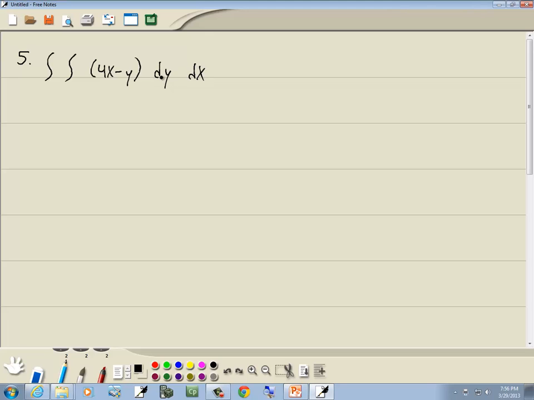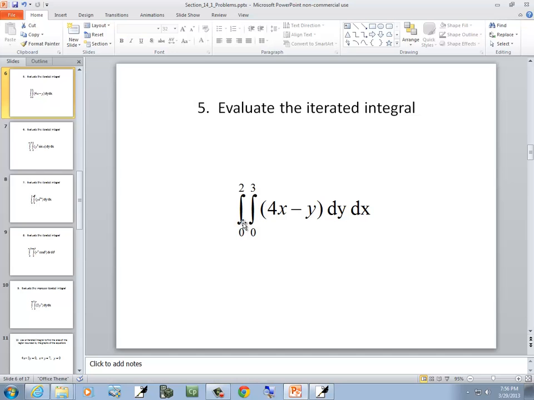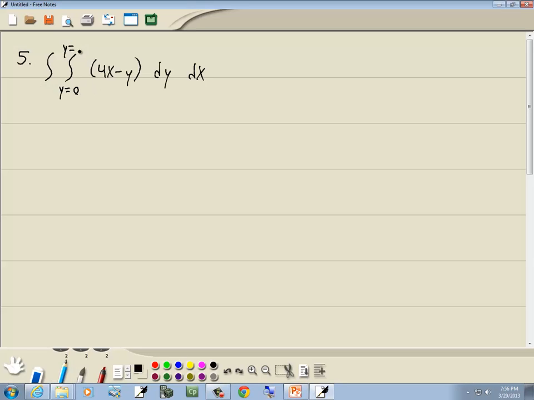Well, the inner one, the dy, corresponds with this integral symbol here. Since this is dy, then these will be y equals here. And I'll put it in that form just so we can clearly see everything. And that goes from 0 to 3. Now our outer one is the dx, so these are going to be x equals. And that'll go from 0 to 2.